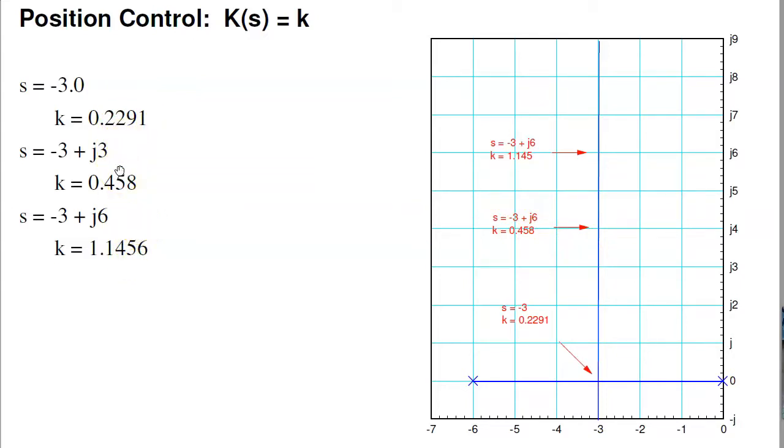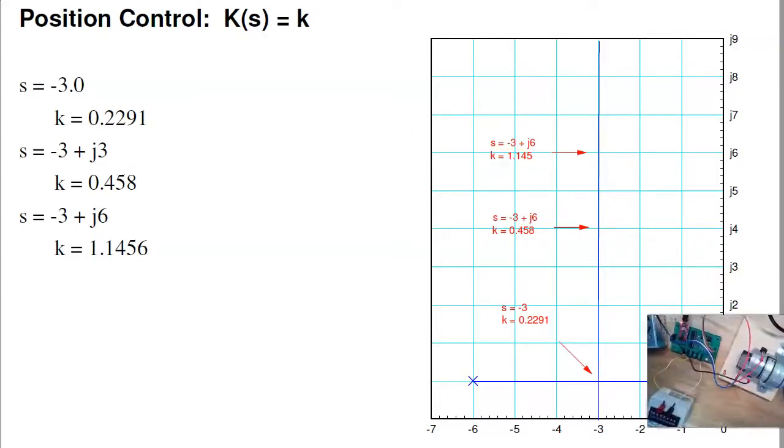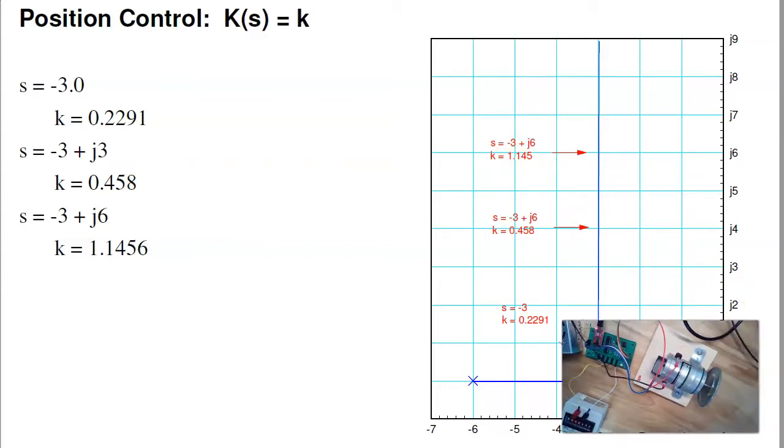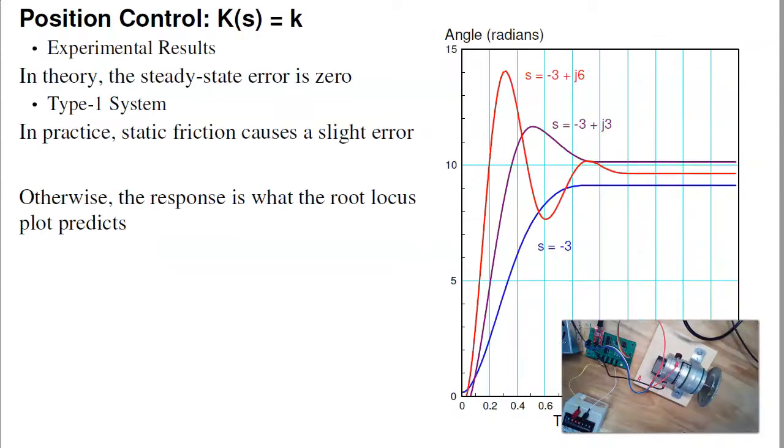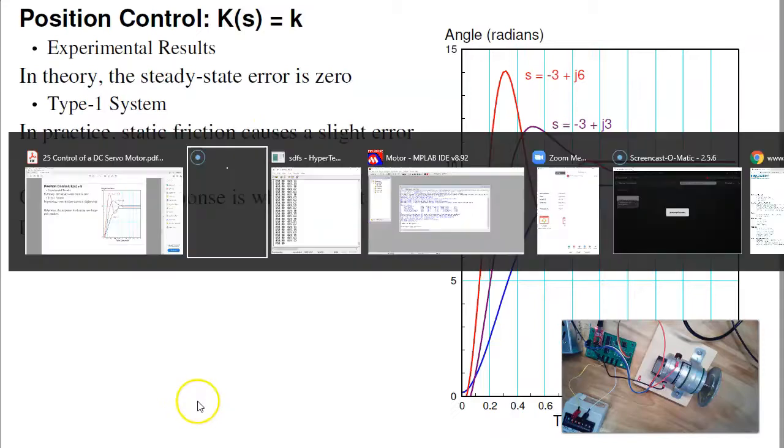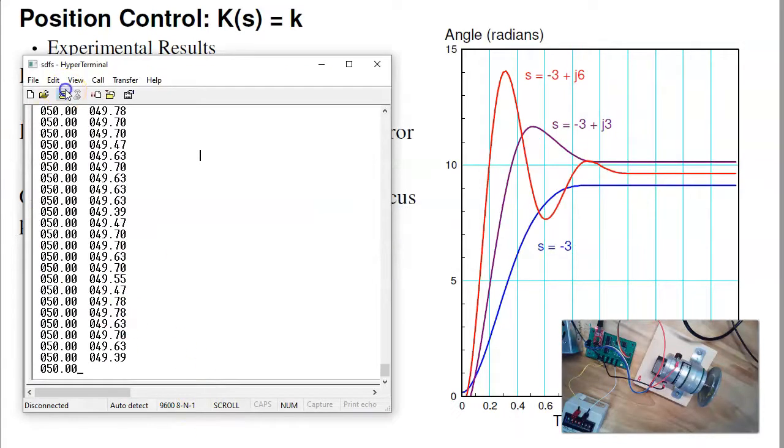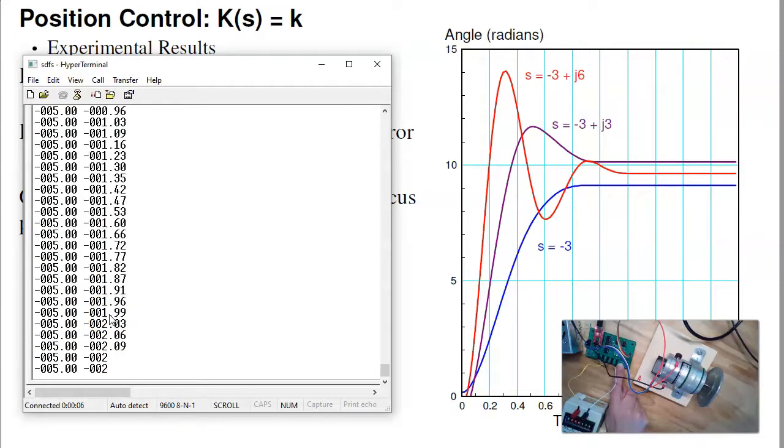So let's start with the first one. Pole at minus 0.3. K is 0.22. And let's go back to HyperTerminal again so you can see what's happening. Here, this is my desired angle, 5 radians. There's the actual angle. Hit the button and go from plus 5 to minus 5.